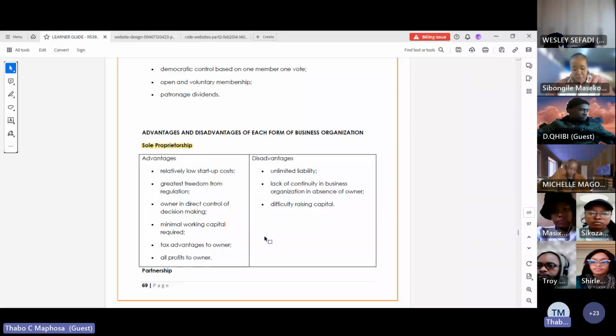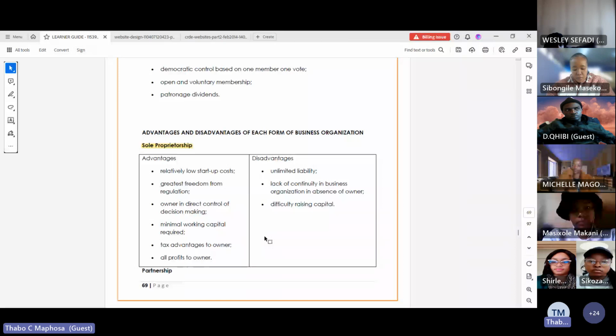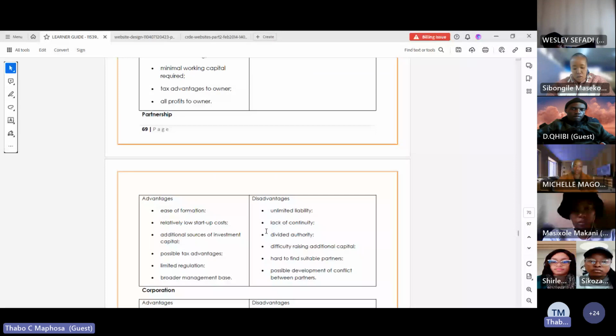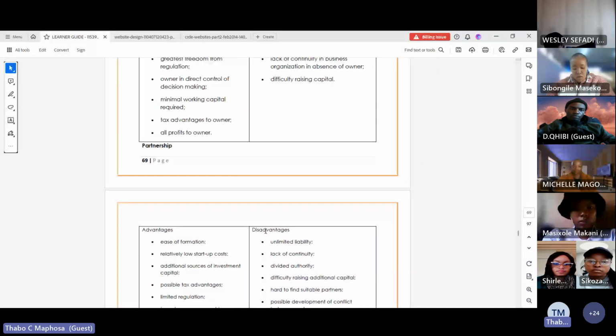And then also difficulty in raising capital. It's so difficult to raise capital for a sole proprietorship. It's very, very difficult to raise capital, because you don't really inspire a lot of confidence, especially when it comes to the stakeholders, the shareholders and investors.